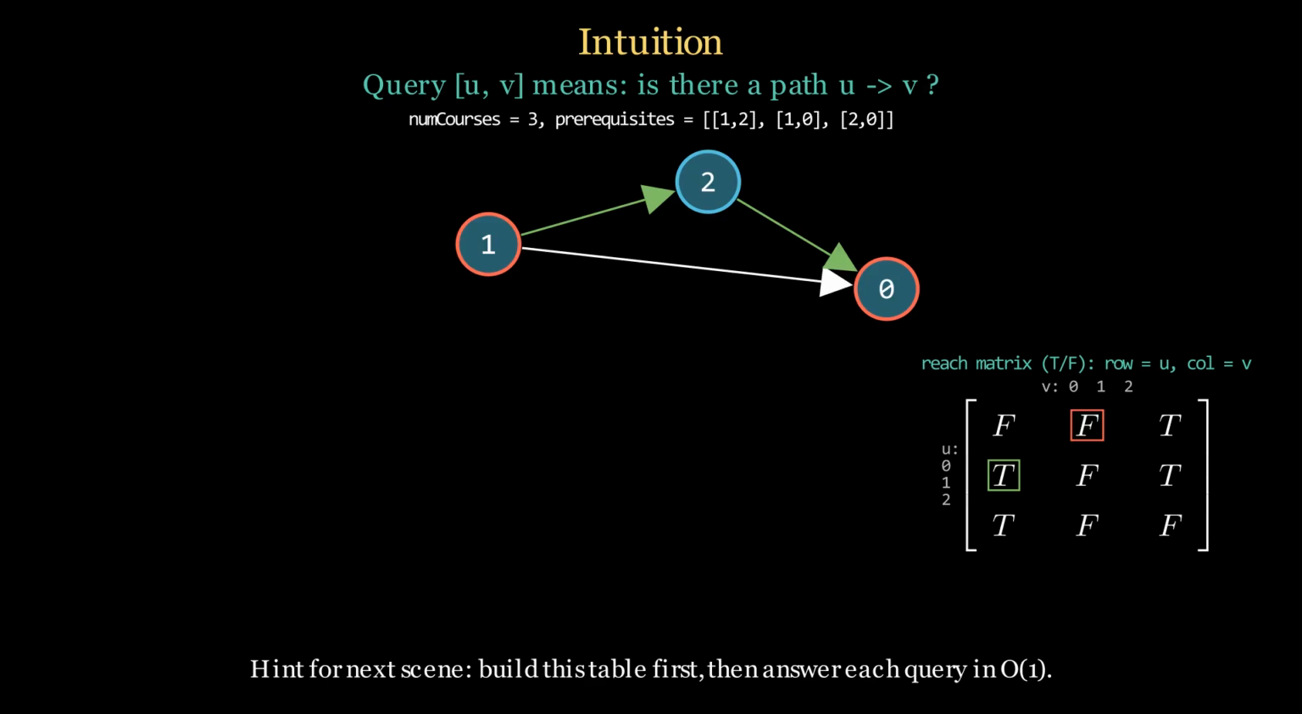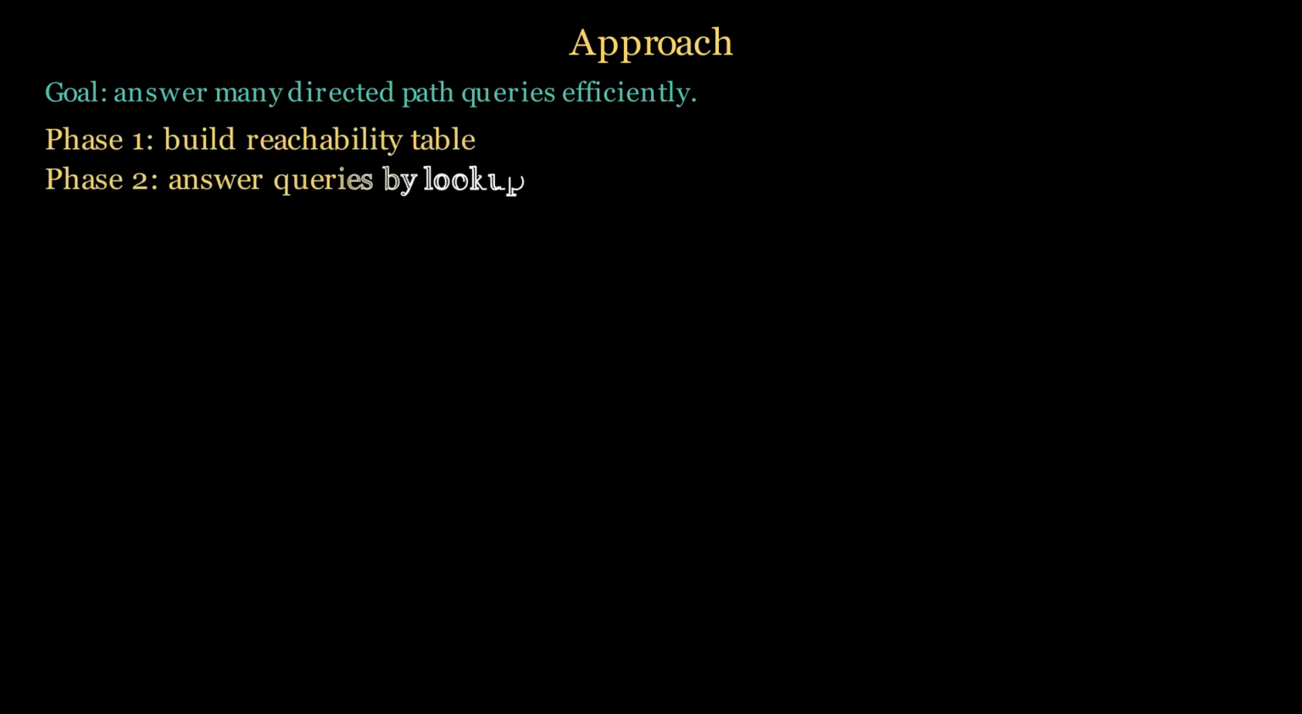With many queries, pre-compute reachability once in a Boolean table. Then each query is a constant time table lookup. Approach in plain steps. Since queries can be many, we pre-compute reachability once. Use two phases. First, build the full reachability table, starting from direct edges and filling indirect paths. Then answer each query with a single table lookup.